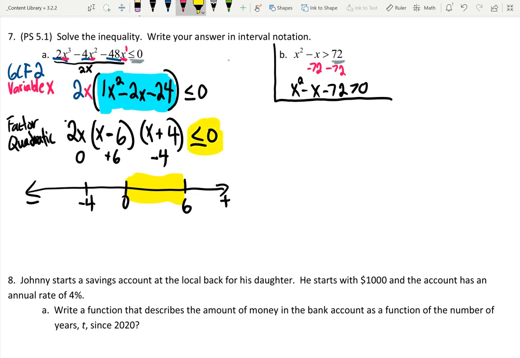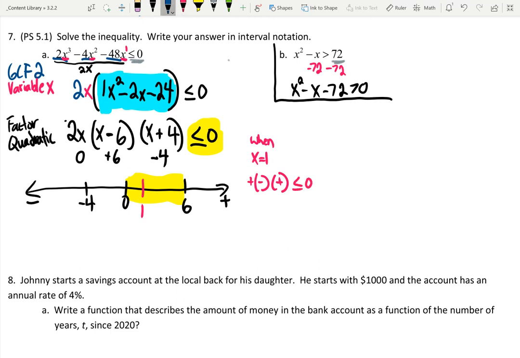So let me give you an example. I'm going to pick 1. 1 is a number that is between 0 and 6. And when x is equal to 1, x is a positive number, right? So I'm going to go ahead and substitute it in. 2 times 1 is a positive. 1 minus 6 is a negative. And 1 plus 4 is a positive. And then less than or equal to 0.